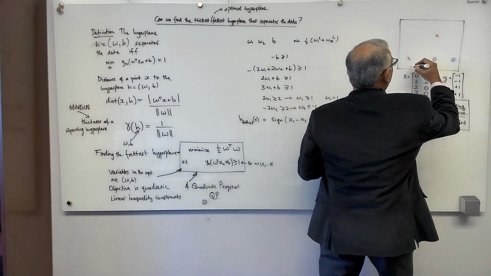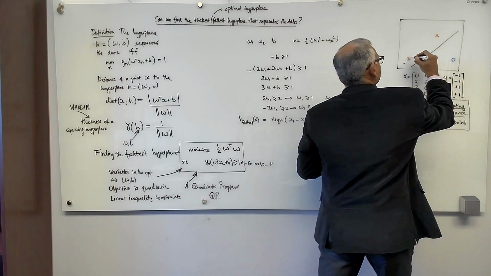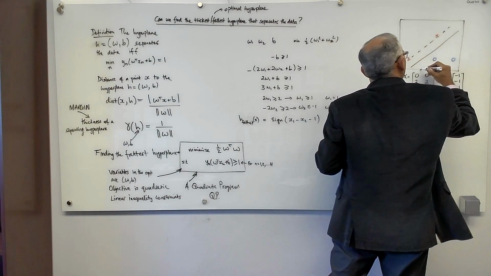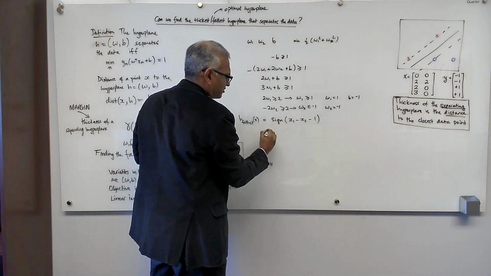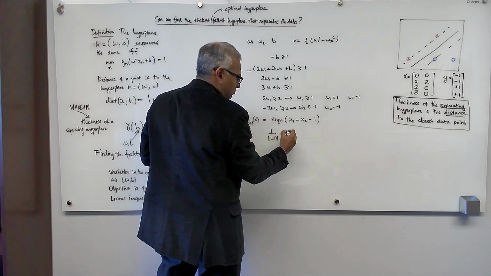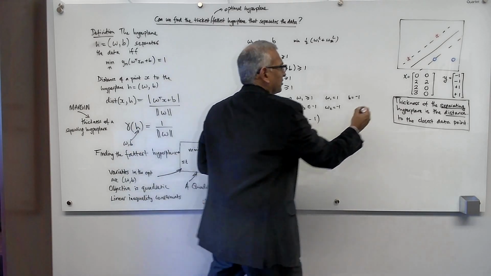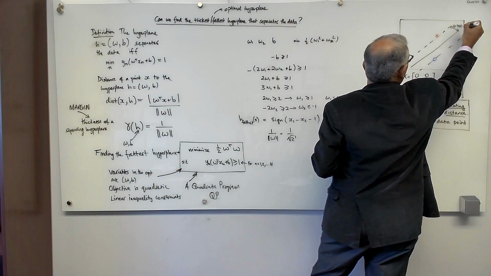Optimal is something like this. And the thickness of the hyperplane is 1 over the norm of the weights. The weights are 1 and 1, so the thickness, 1 over the norm of the weights, which is the margin, is equal to 1 over root 2. So the thickness here is 1 over root 2, or 0.707, something like that.